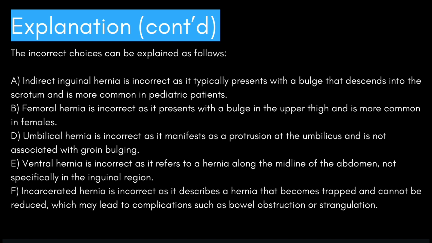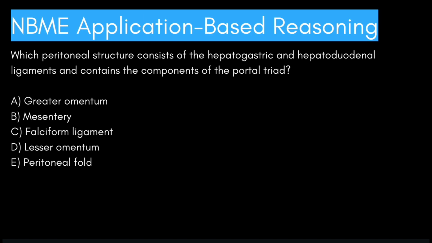All right, now that we got that, let's go ahead and move on to the next question. Which peritoneal structure consists of the hepatogastric and hepatoduodenal ligaments and contains the components of the portal triad?